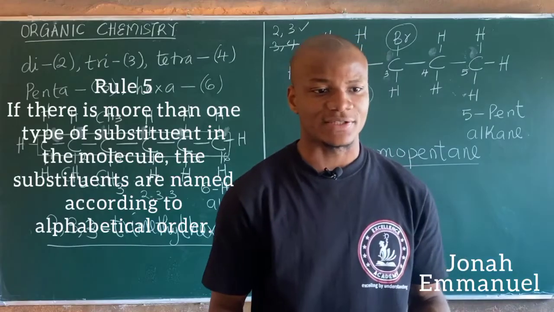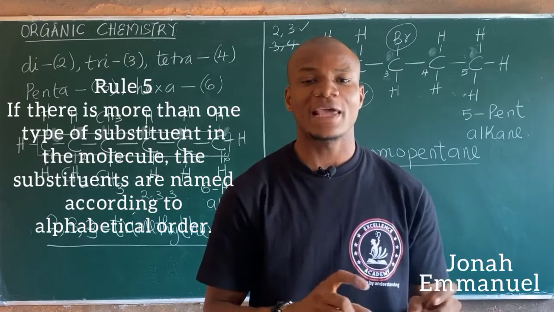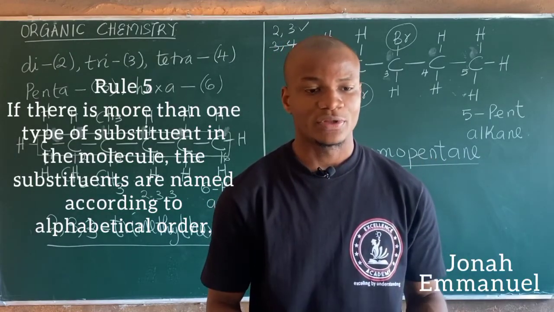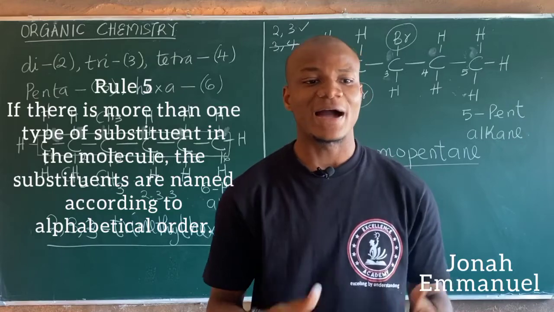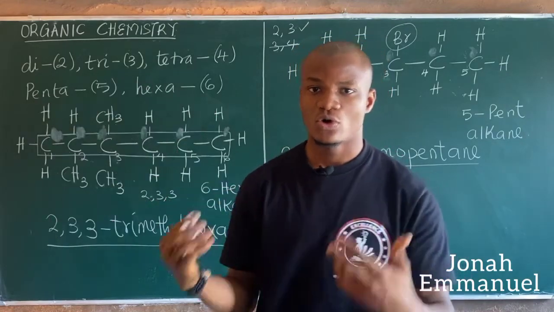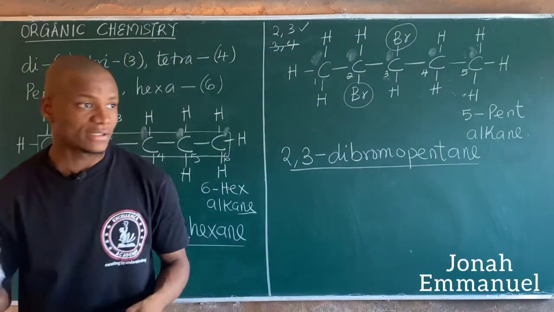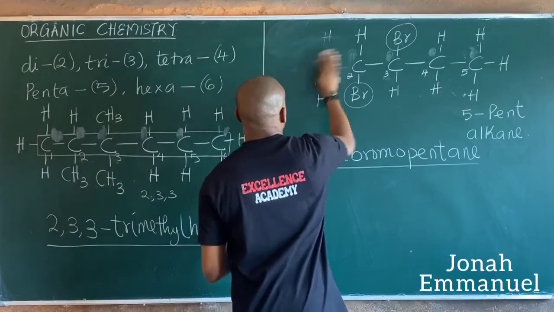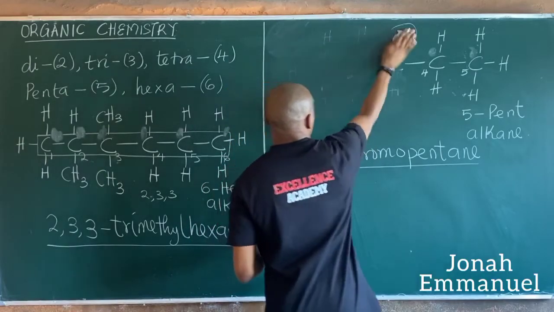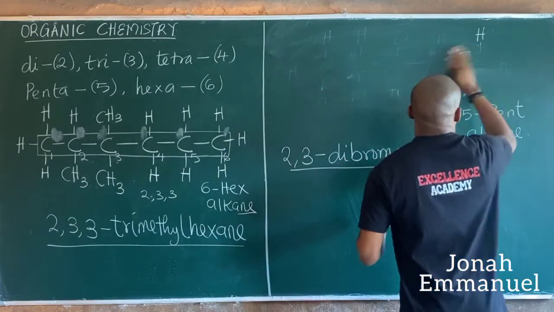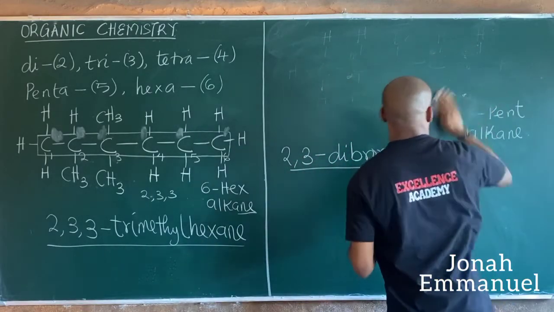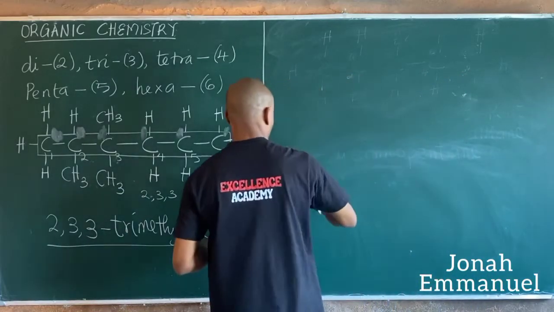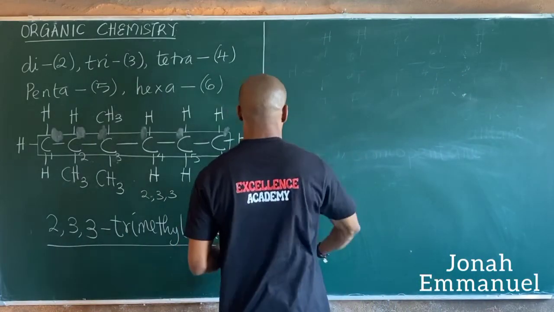The 5th rule is this: if there is more than one type of substituent in a particular molecule, then the substituents are named according to alphabetical order. So if I have more than one type of substituents, I will name them according to alphabetical order. Of course, from the English alphabet, obviously. Let's take an example of what we mean.